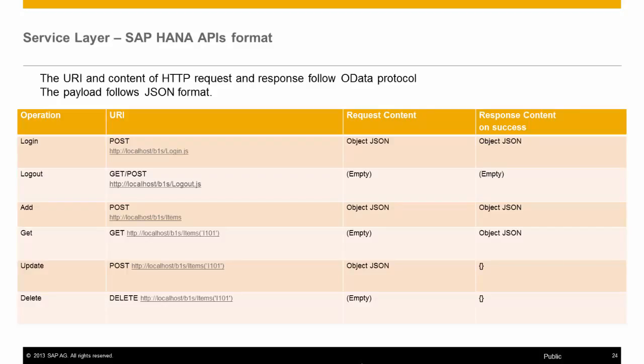The service layer uses HTTP requests and responses back to SAP Business One following the OData protocol, which, both HTTP and OData, are industry standard protocols. You will also note that the payload of the response and request are in JSON, or JavaScript Object Notation, which is a lightweight data interchange format. It is easy for humans to read and write, and it is easy for machines to parse and generate.